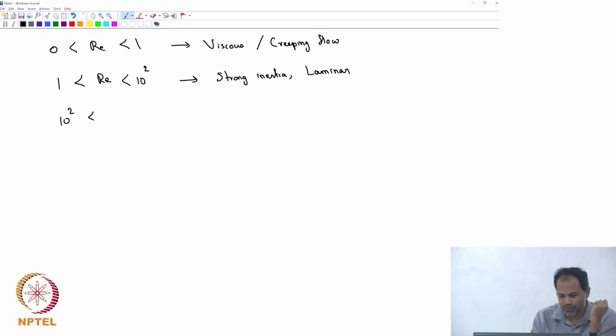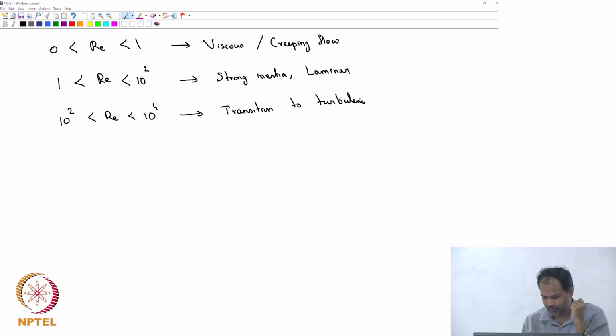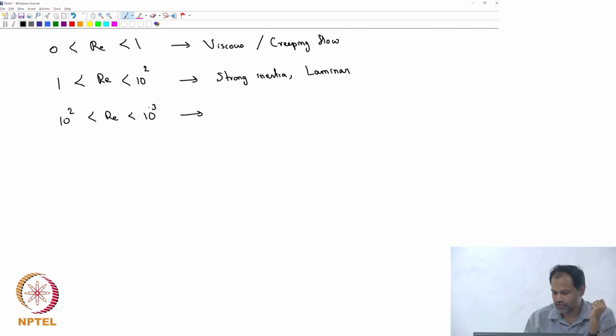Between 10 raised to 2 and 10 raised to 4, you have the transition to turbulence. In fact, you could have one more in between, let's say 10 raised to 3. So this is where you again have strong inertia, but something called laminar boundary layer theory is useful.